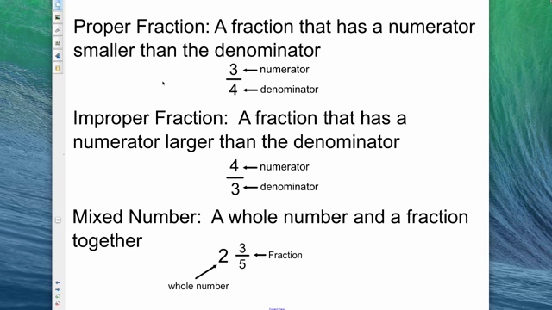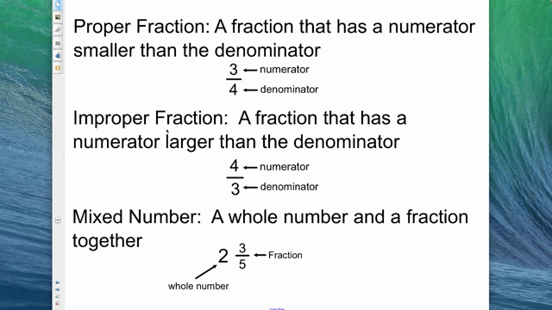First off, let's learn a few vocabulary terms in relation to fractions. The first one is proper fraction. A proper fraction has a numerator smaller than the denominator. Here we have an example, 3/4. 3, the numerator, is smaller than 4, the denominator.